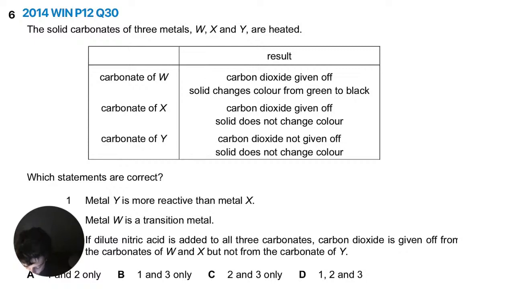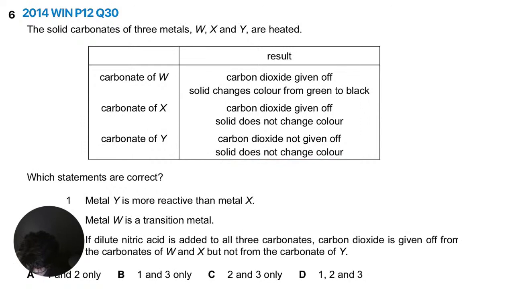Okay, let's try doing this. Carbonate of W, carbon dioxide given off, solid changes color from green to black. Okay, that's one observation. Carbonate of X, carbon dioxide given off, solid does not change color. Okay, so W and X, we still don't know which is more reactive. Carbonate Y, carbon dioxide not given off, solid does not change color.